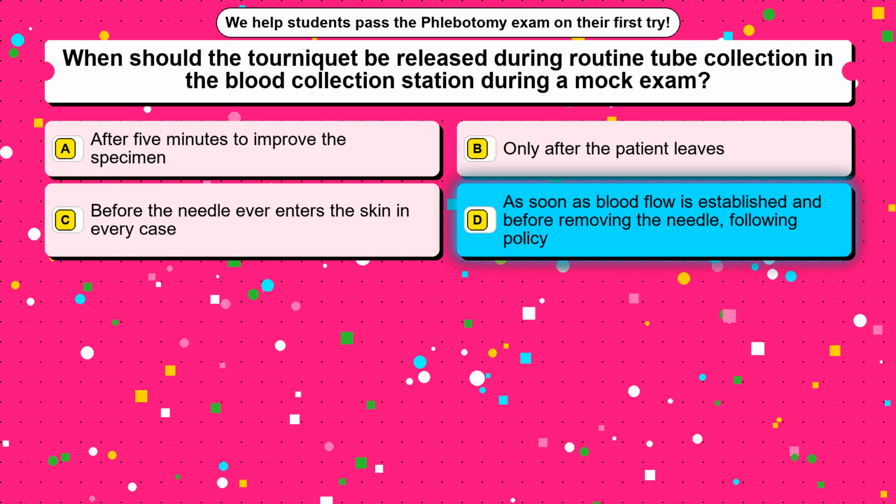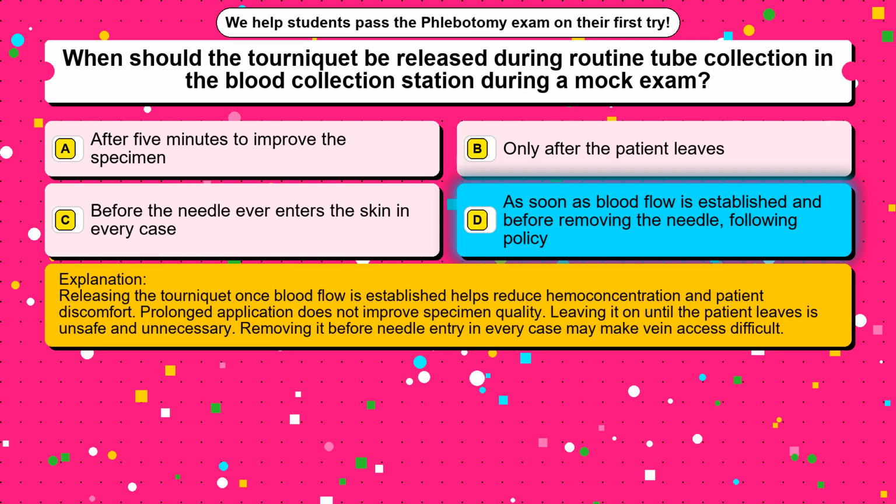As soon as blood flow is established and before removing the needle, following policy. Releasing the tourniquet once blood flow is established helps reduce hemoconcentration and patient discomfort. Prolonged application does not improve specimen quality. Leaving it on until the patient leaves is unsafe and unnecessary. Removing it before needle entry in every case may make vein access difficult.